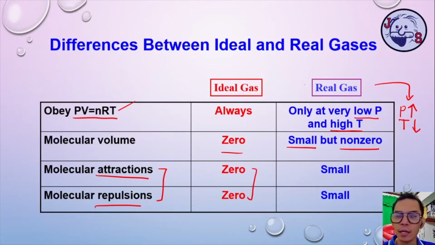But in real gases, if the conditions are met, you may not have zero interactive forces. Instead, you have small interactive forces. The point here is, although it is non-zero, it still has a value, but it is generally small. It is basically small, but it is non-zero, if the conditions are met.